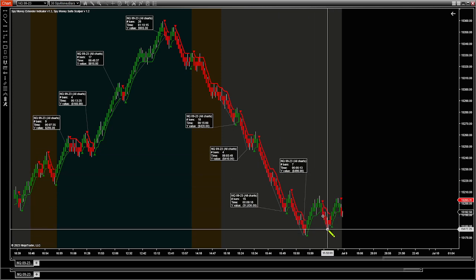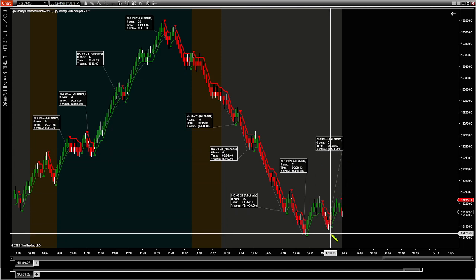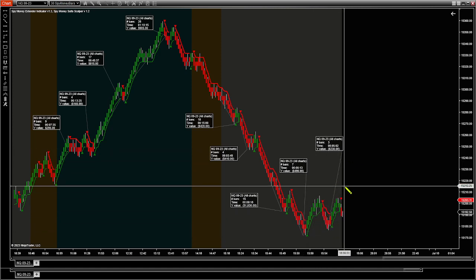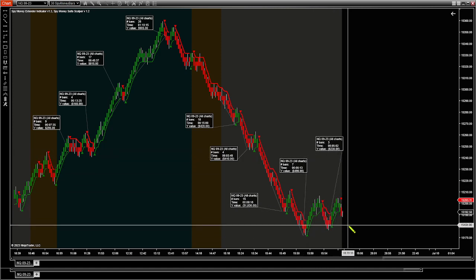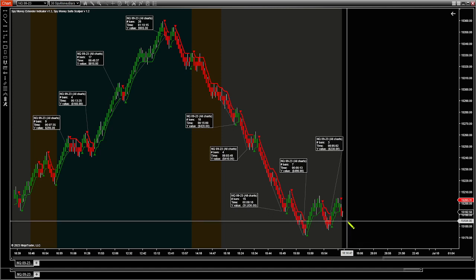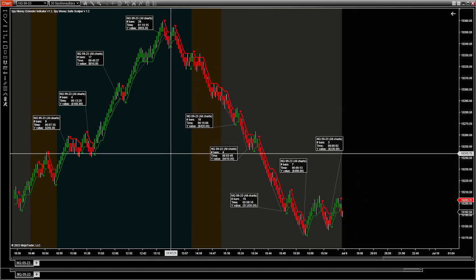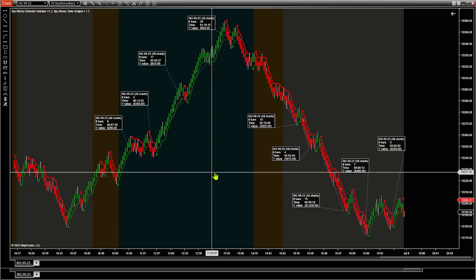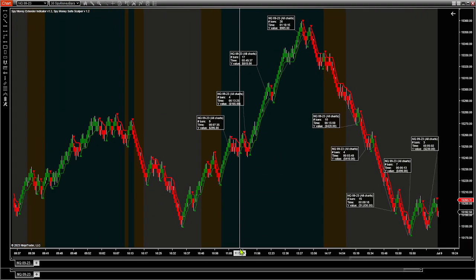This one right here we take in. At this point, since we stayed a higher low, we would not take the next short. So we would be done at this point. So you can see the money is there. It's just a matter of putting a couple indicators together.